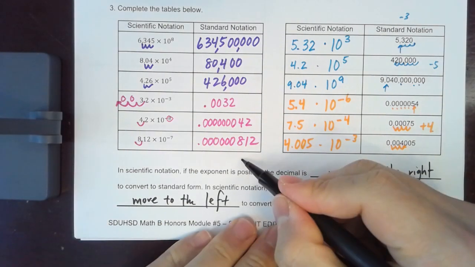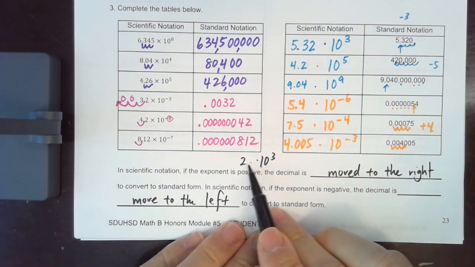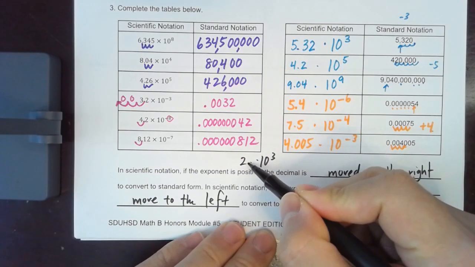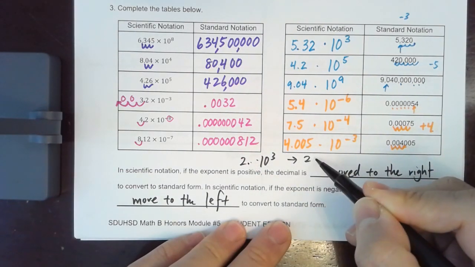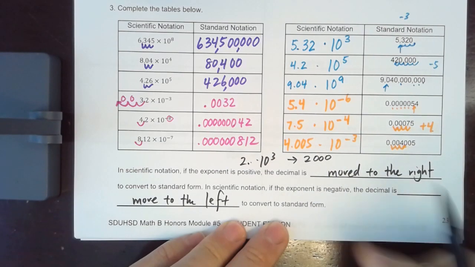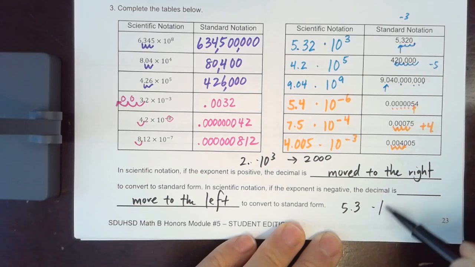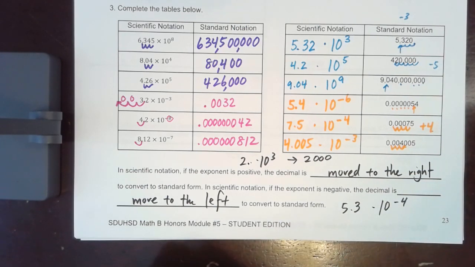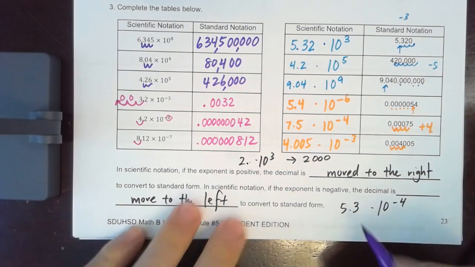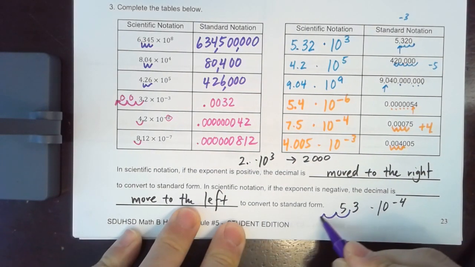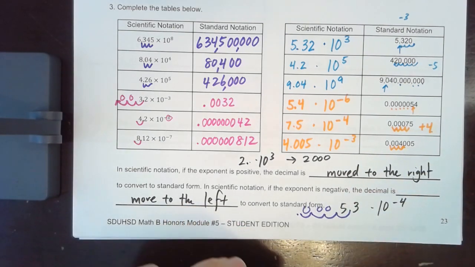Okay, so for example, 2 times 10 to the third, you have to move the decimal 3 units to the right of the current placement of the decimal. So 2 times 10 to the third is 2, 1, 2, 3, which is 2000. Right. Whereas if I had 5.3 times 10 to the negative 4, this 10 to the negative 4 is telling you to move your decimal 4 spots to the left, which gives you 0.00053.